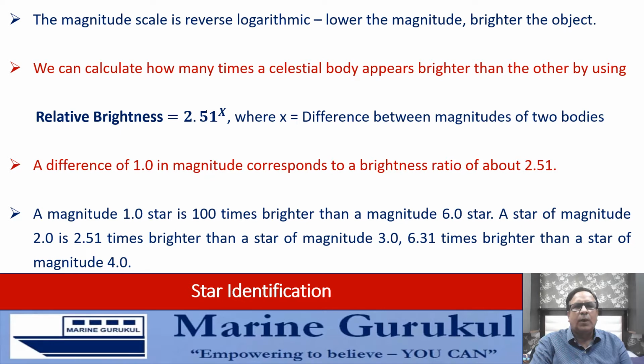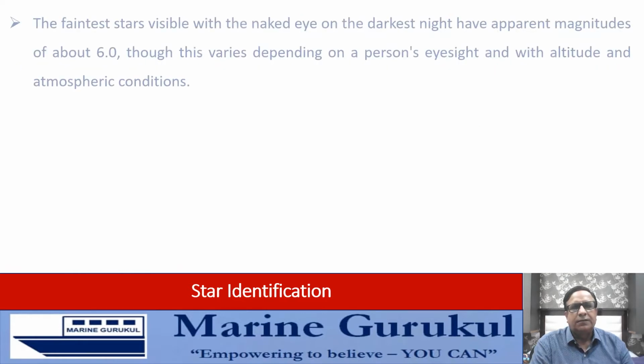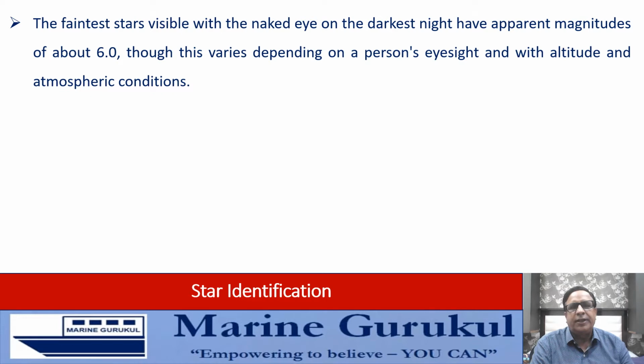A magnitude 1 star is 100 times brighter than a magnitude 6 star. Why? If you put the difference of 6 and 1, that is 5, in the formula, 2.51 raised to power 5 will be almost 100. Likewise, a star of magnitude 2 is 2.51 times brighter than a star of magnitude 3, and a star of magnitude 2 is 6.31 times brighter than a star of magnitude 4, that will be 2.51 raised to power 2.